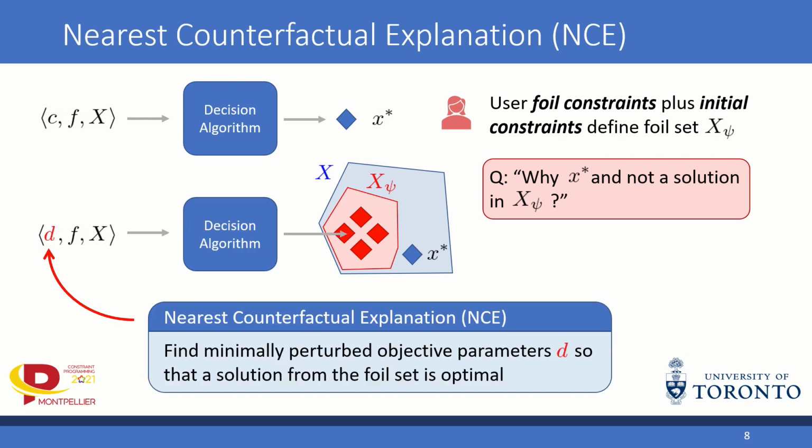And then we'll define the nearest counterfactual explanation problem as the problem of finding the minimal change to the objective parameters such that a solution from the FOIL set becomes optimal. So this definition is very similar to that of inverse optimization. It's identical except for the fact that we're not dealing with a single solution anymore, but we're dealing with a set of solutions that we want to make contain an optimal one.